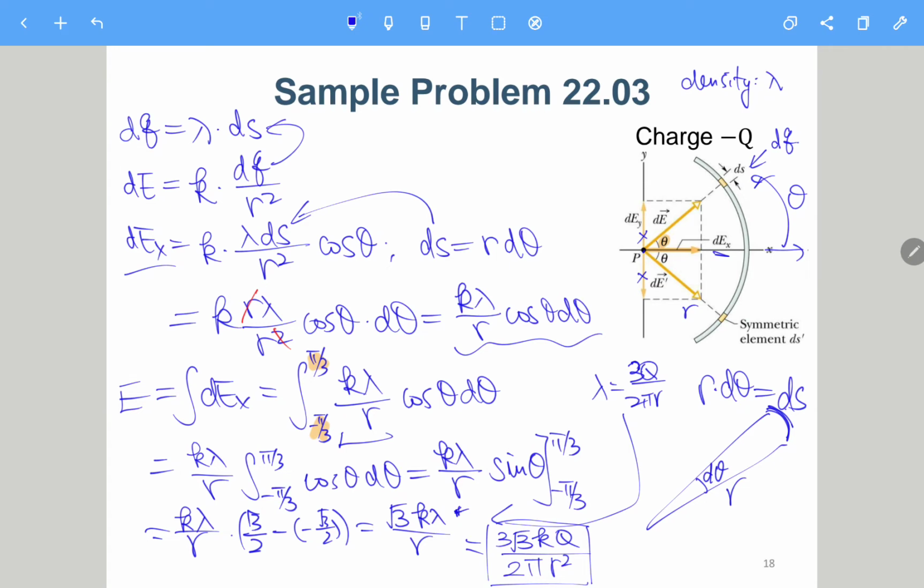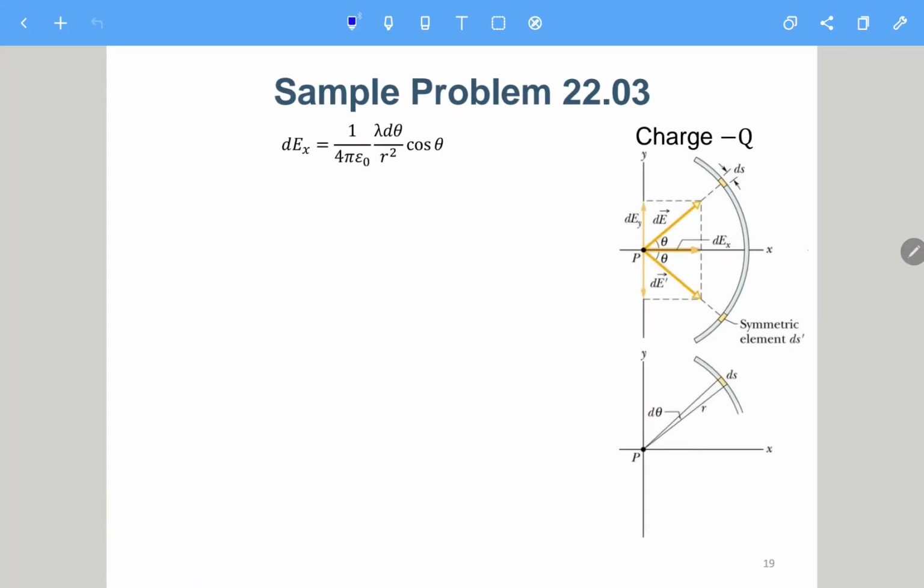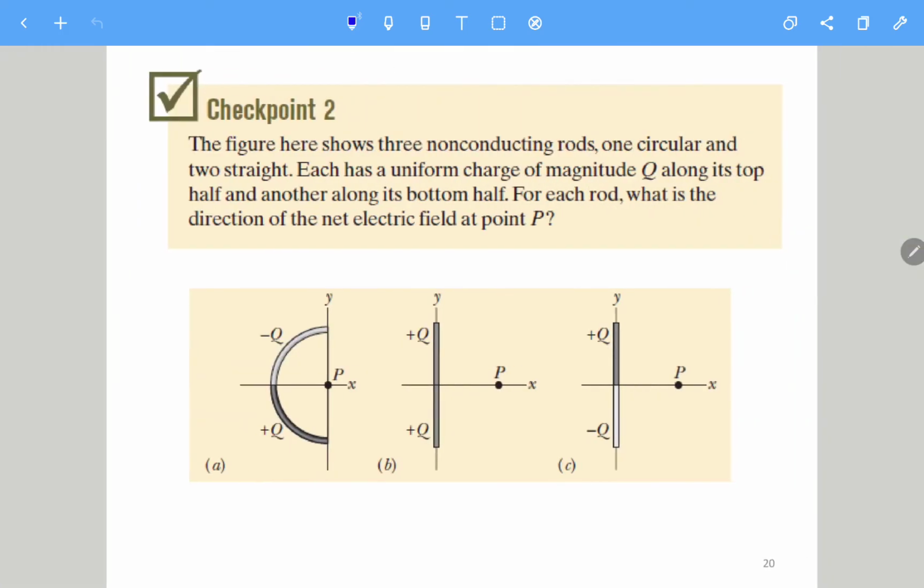Okay, any questions? Okay, so if there's no question, let's move to this checkpoint.